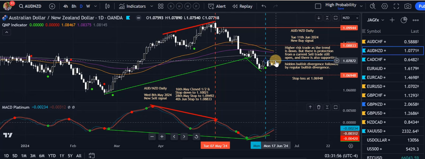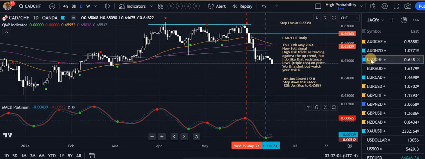So I'll just see if it pops up through this buy. I might just drag this stop down a bit closer on the sell. But we're looking good on the Aussie New Zealand at the moment. CAD Swiss in a sell trade from the 30th of May back here. This one did go in my favour right from the get-go.